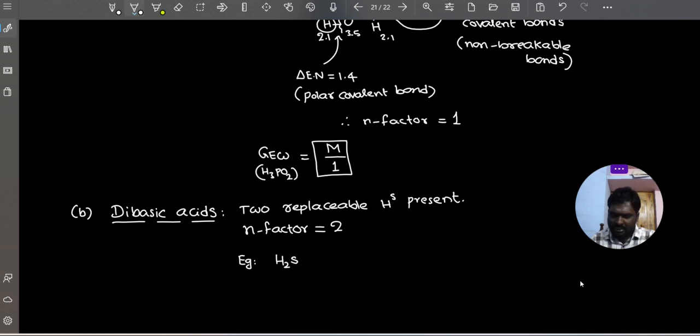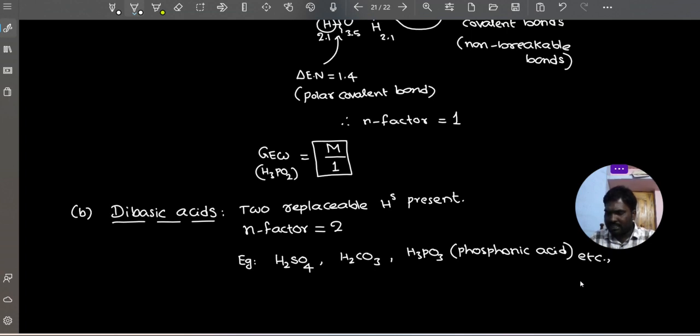Example, sulfuric acid: two replaceable hydrogens, N factor 2. H2CO3, carbonic acid: two replaceable hydrogens, N factor 2. H3PO3 is phosphonic acid.